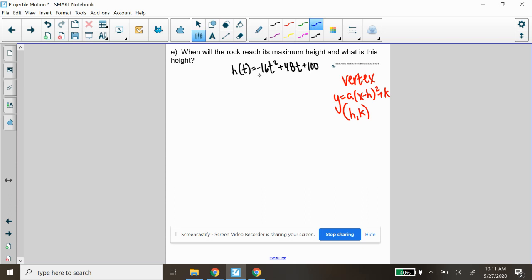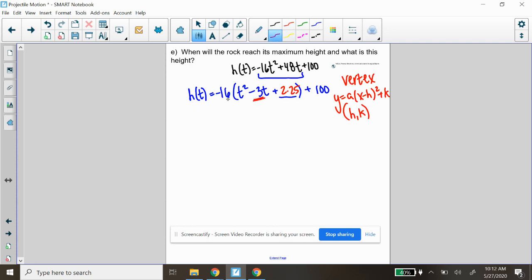I'm going to first look at my first two terms, and I'm going to factor out this negative 16. So I'm going to be left with h of t equals negative 16, and then I'm going to have t squared minus 3t, because I've taken out that negative 16. I'm going to leave a blank here because I'm going to complete the square in a moment, and then plus 100. So what happens here is we are going to complete the square. I'm going to fill this in as being 2.25.